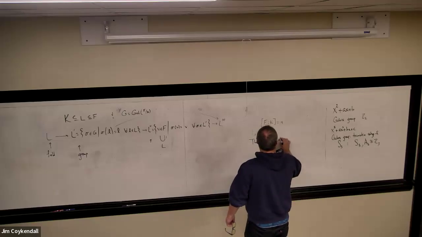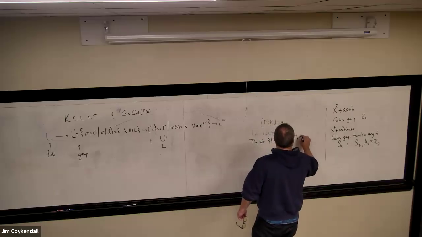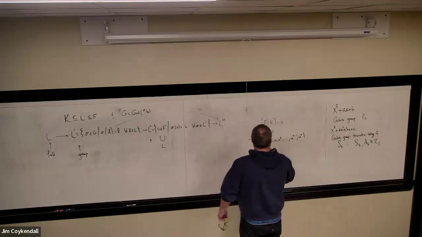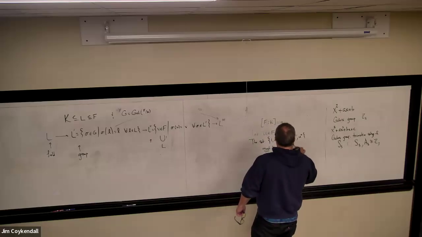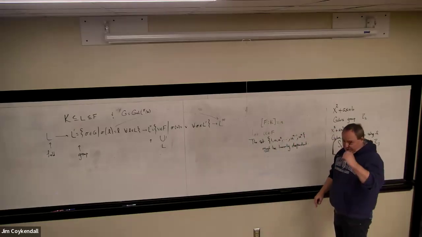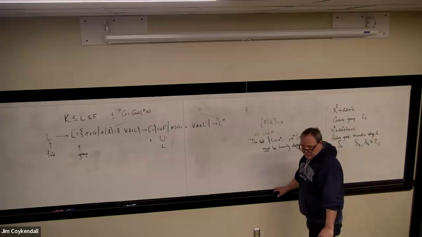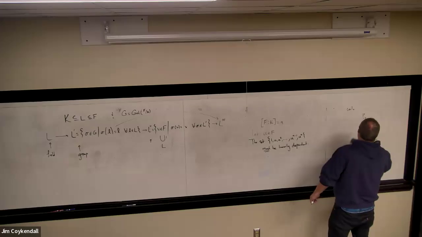1, u, u squared, ..., u^(n-1), u^n must be linearly dependent, because the size of the set exceeds the dimension of the vector space, right? So there's no choice for this to be linearly dependent.